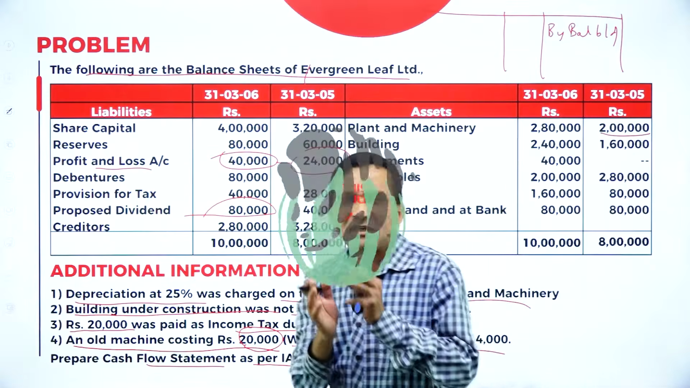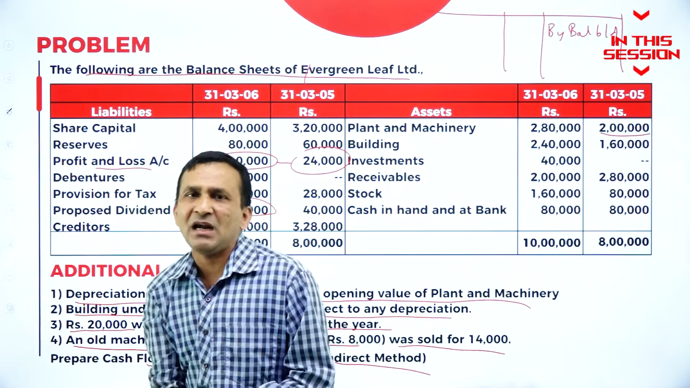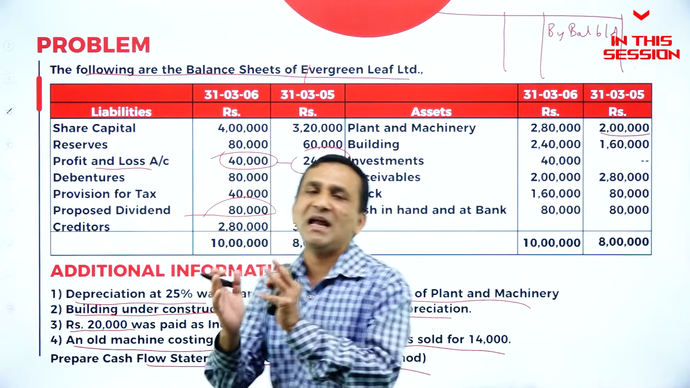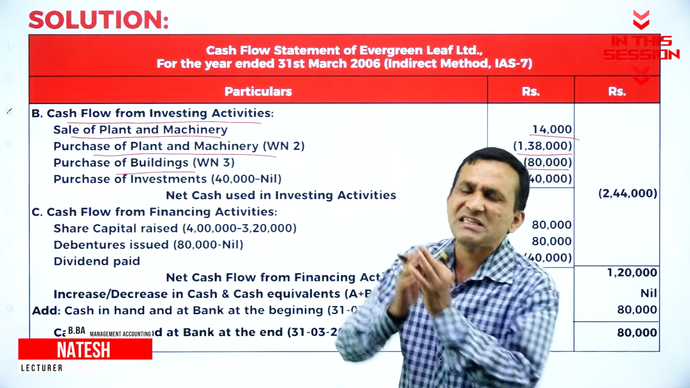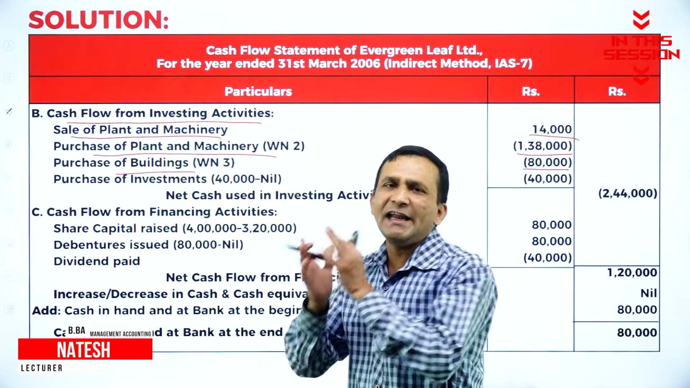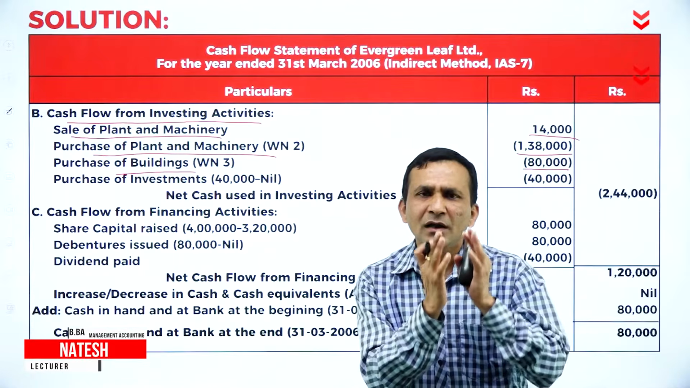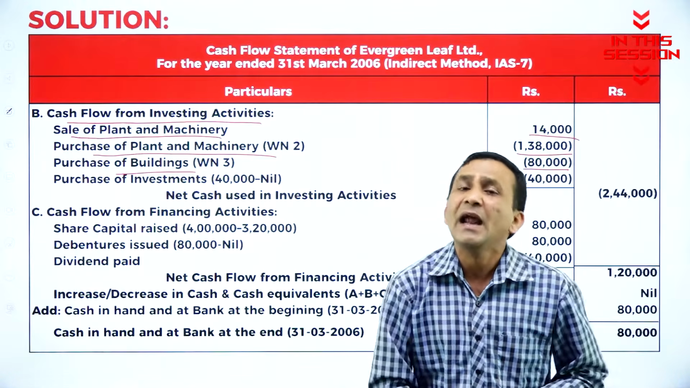Any asset which is the opening balance, which is coming under the debit side, is the balance brought down. You must remember, any liability item, the balance brought down is coming under the credit side, and any asset item, the balance brought down is coming under the debit side.